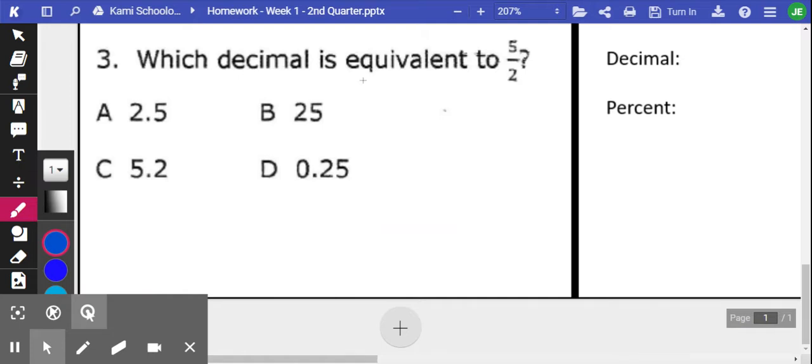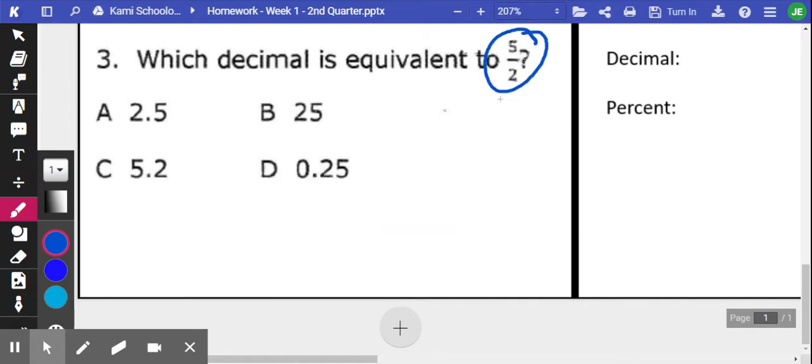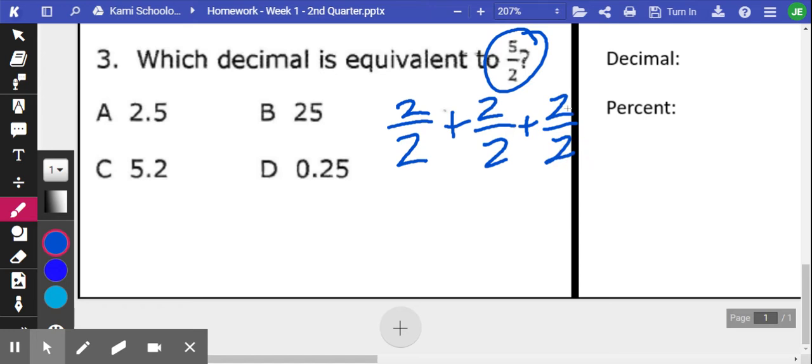So which decimal is equivalent to 5 halves? So if we have 5 halves, if we take a look at this here, we got 2 halves, 2 halves, and 2 halves. No, we don't have that many. We only have 1 half left over. 2, 4, and then 5.